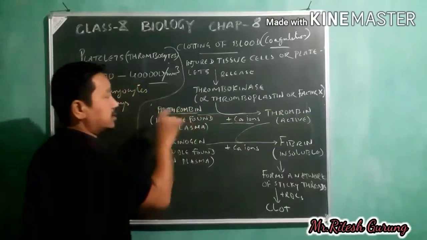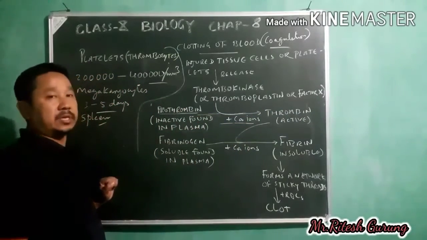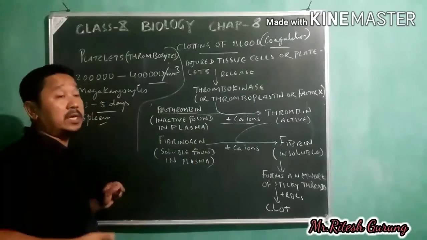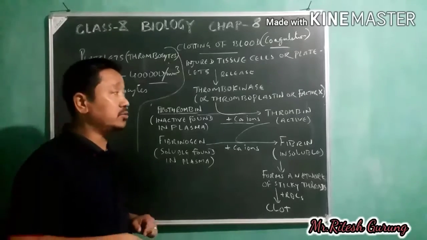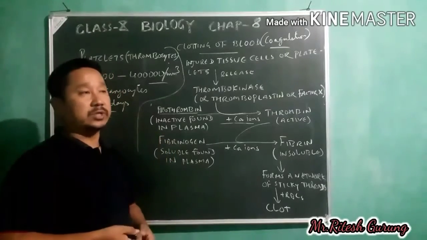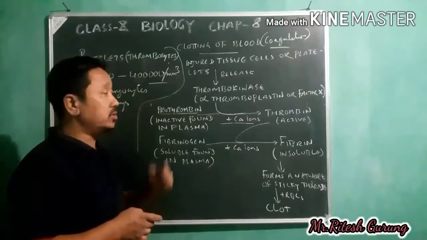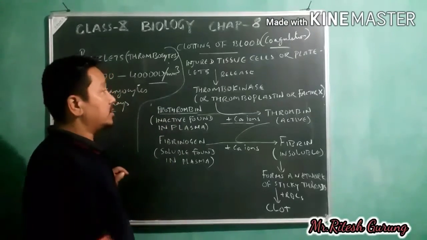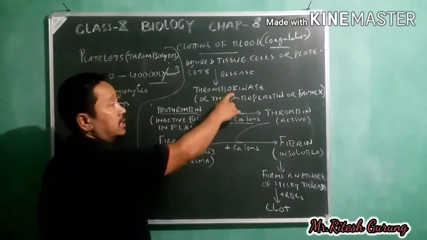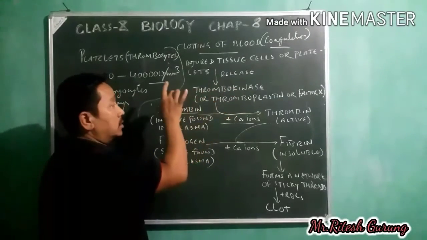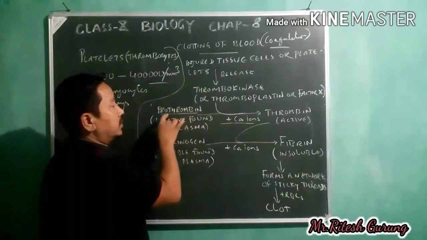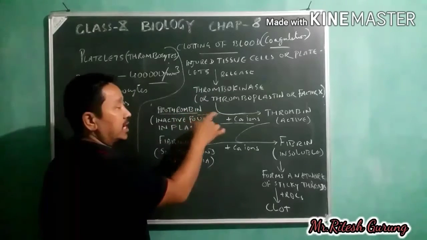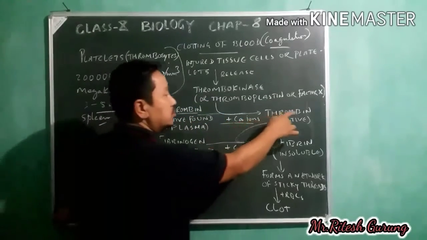Here are some names of chemicals. They could be new names for you, so you need to go through them and keep them in your mind. You need to keep yourself in touch with these new terms. So this thrombokinase, being an enzyme, converts this prothrombin with the help of calcium ions into thrombin.